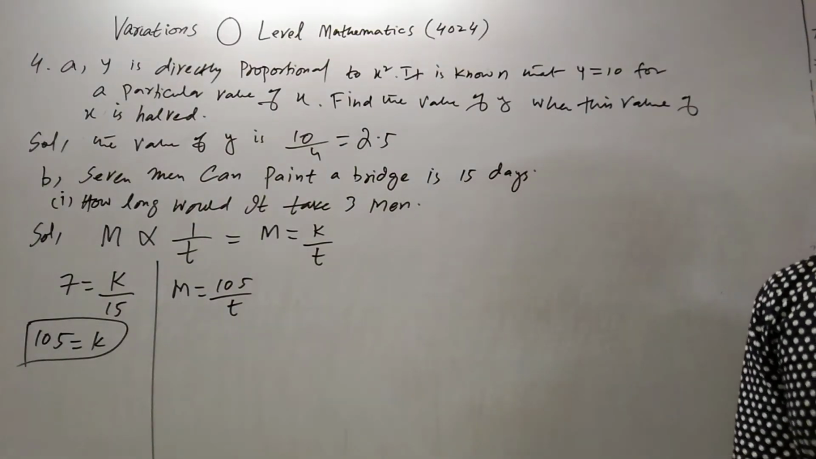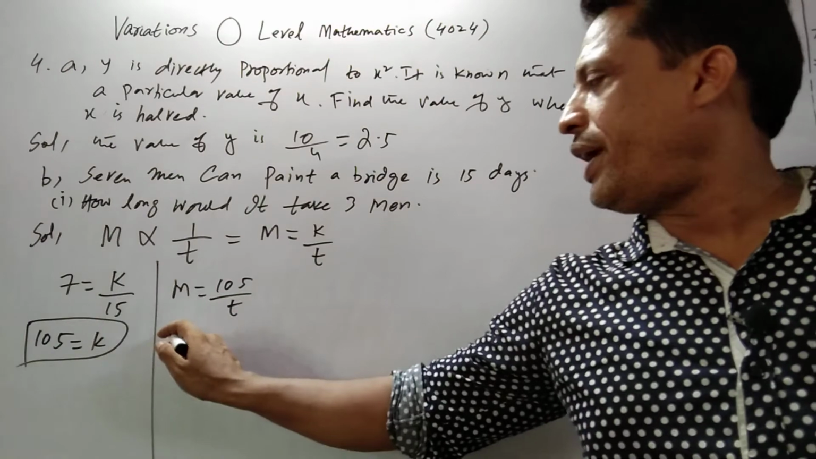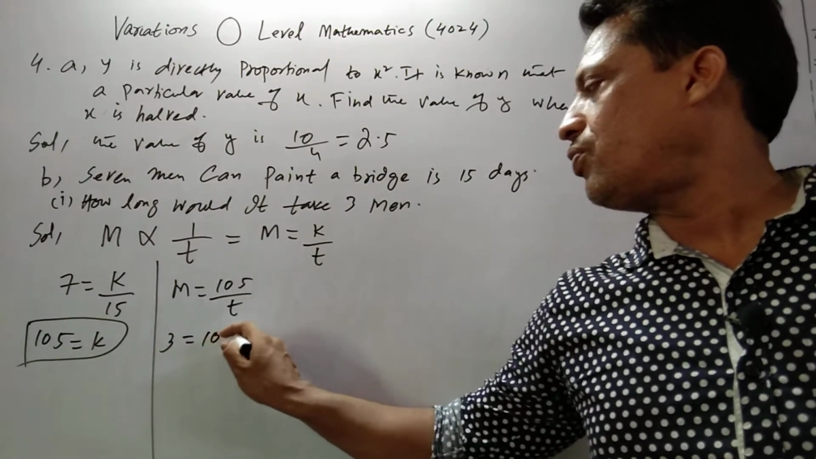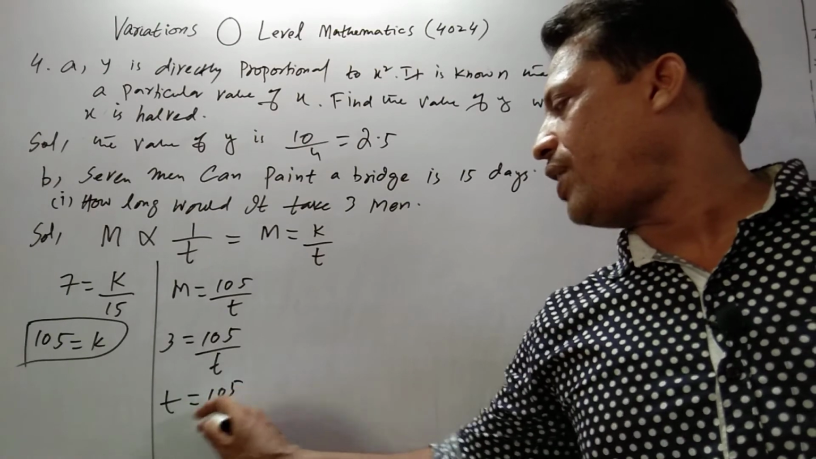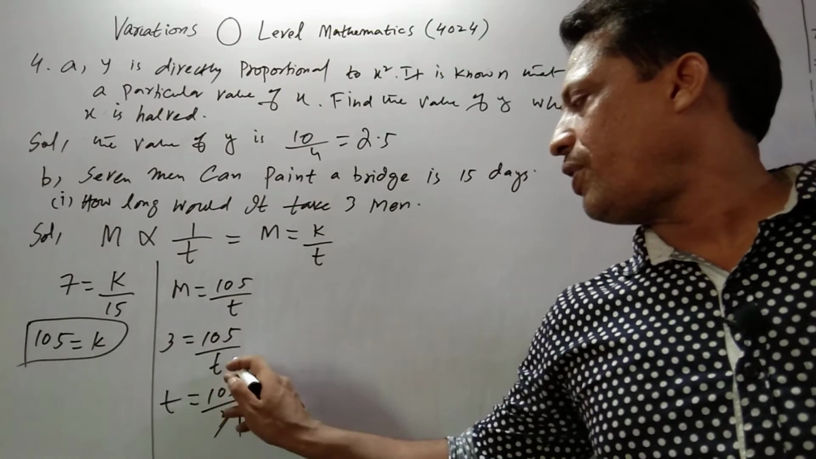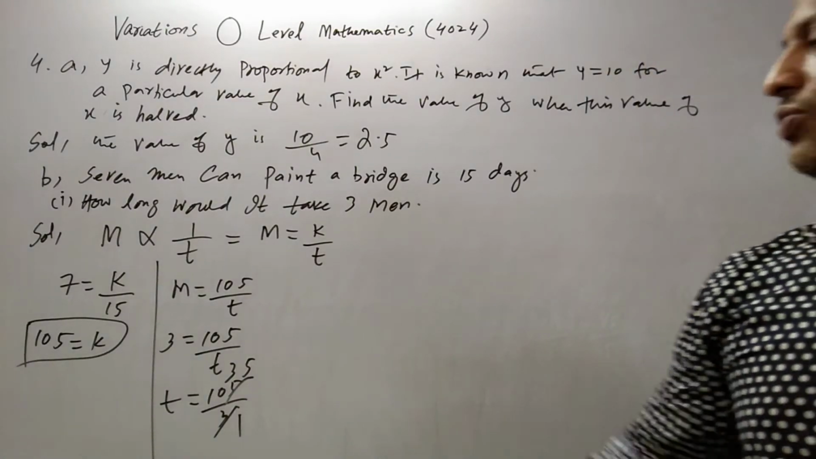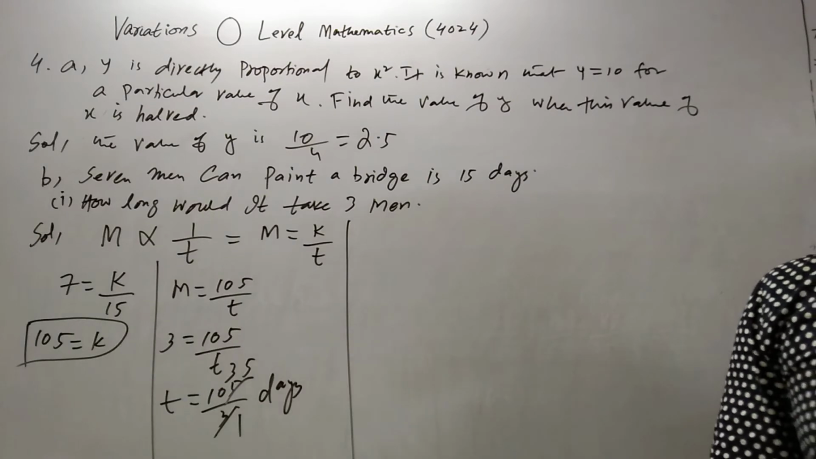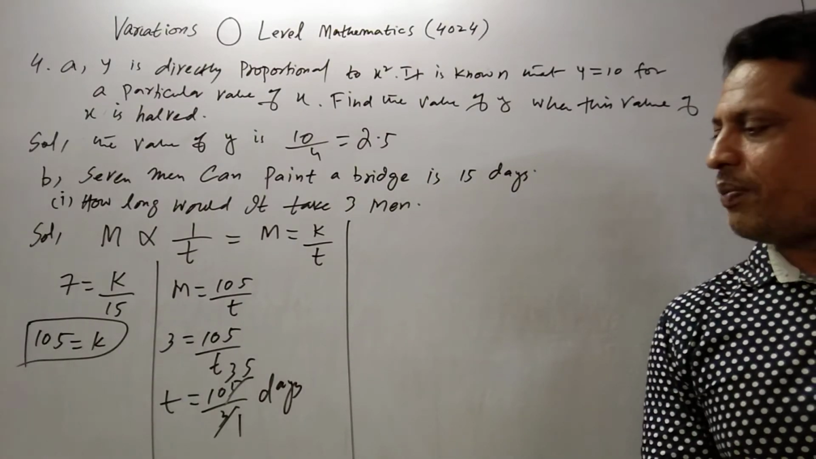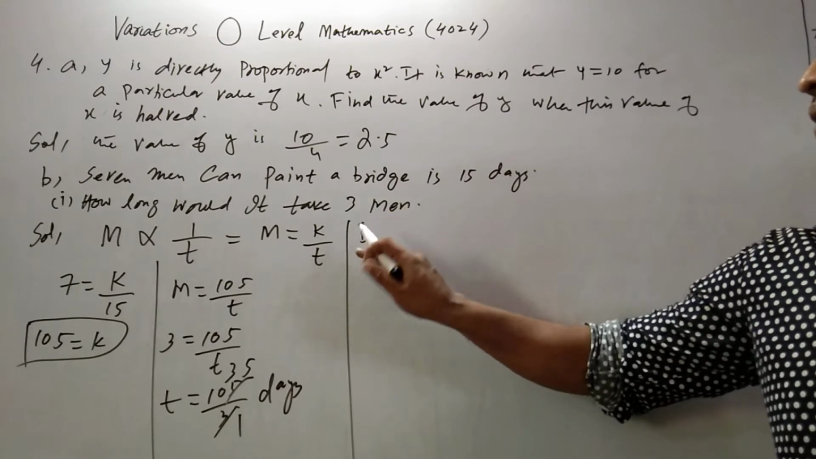Now see the part. How long would it take 3 men? So put 3 over here. 3 is equal to 105 upon T. Then T is equal to 105 upon 3. 3 1s are 3, 3 3s are 9, 3 5s are 15. So T is equal to 35 days. So for 3 men, the bridge will be complete in 35 days. I hope you understand. Part 2.